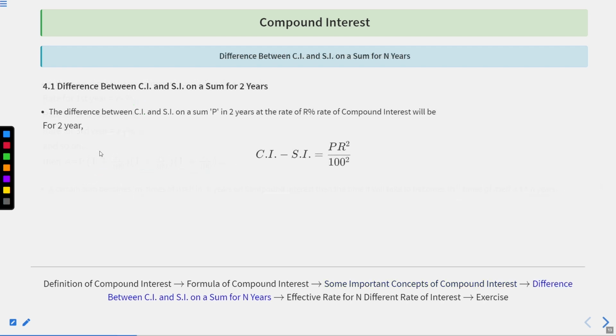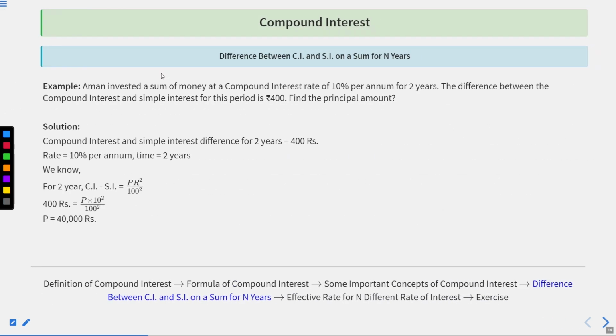Let us now see the difference between CI and SI on a sum for n years. So let us first of all see the difference between CI and SI on a sum for 2 years. So the difference between CI and SI on a sum, principal P, in 2 years at a rate of R% is, for 2 years, compound interest minus simple interest equal to PR square upon 100 square.